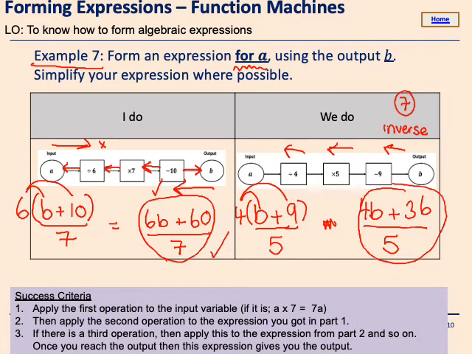If you're given a value of b, you can put it into this expression and you will find out what the a is. So give yourselves a mark if you got that right, guys. Moving on to the last one now.